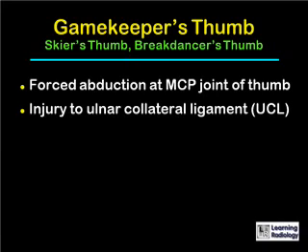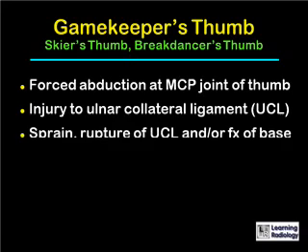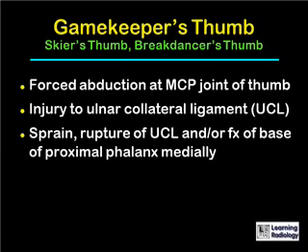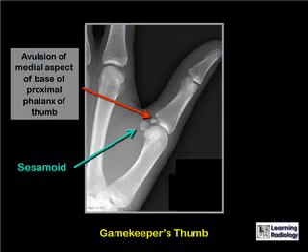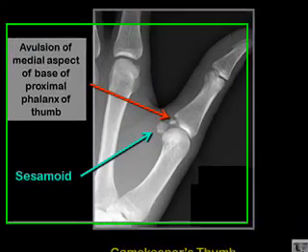from ski pole accidents. In a skier's thumb or gamekeeper's thumb, there is injury to the ulnar collateral ligament, the UCL, and that injury can result in sprain, rupture of the ligament, and/or fracture of the base of the proximal phalanx of the thumb medially. Complete ruptures of the ulnar collateral ligament are usually treated surgically, and the earlier they are treated, usually the better the outcome. This is an example of a skier's or a gamekeeper's thumb.